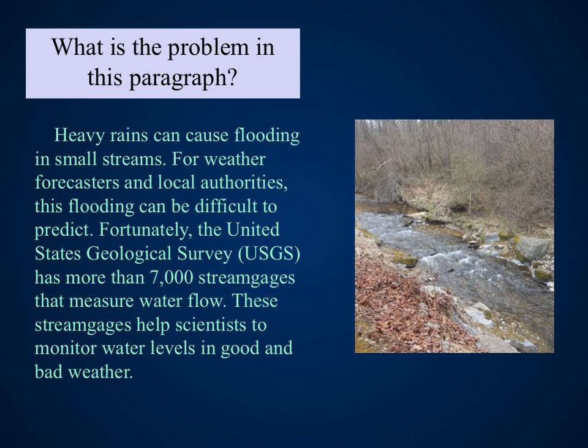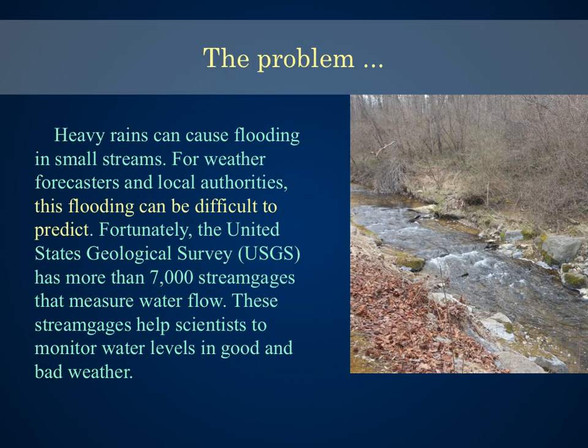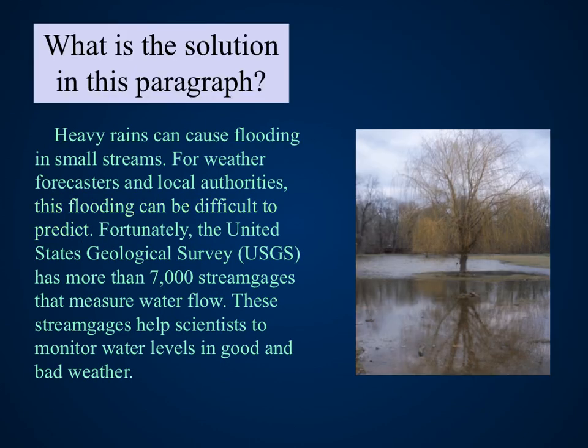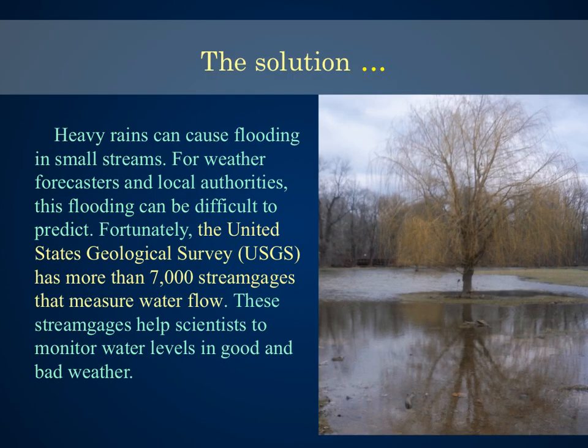What is the problem in this paragraph? The problem is that flooding can be difficult to predict. What is the solution in this paragraph? The solution is that the United States Geological Survey has more than 7,000 stream gauges that measure water flow.